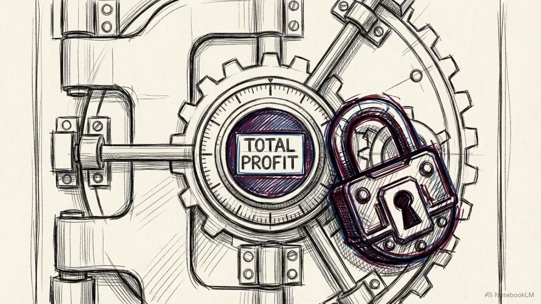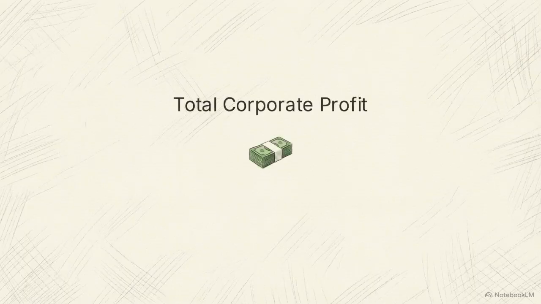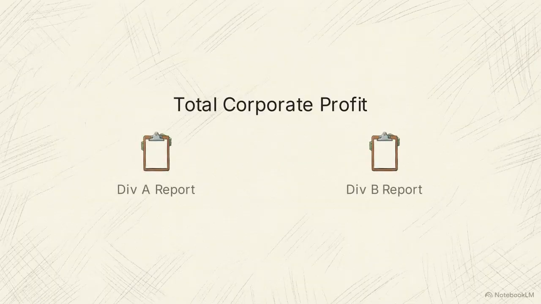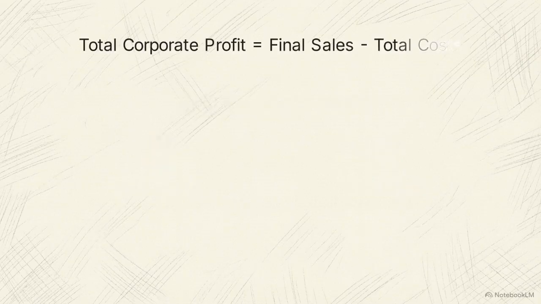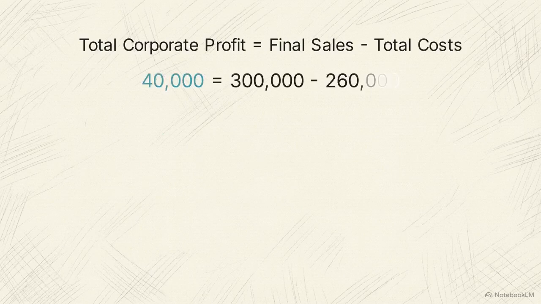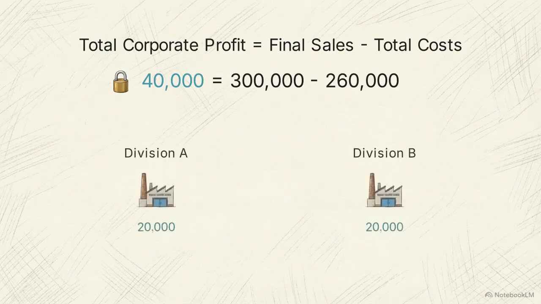The total real-world profit of the entire corporation is strictly locked based on the final sales volume to external customers. Transfer pricing cannot manifest new revenue out of thin air. Its only function is to dictate how the existing pool of profit is credited to specific divisions on internal performance reports. This diagram illustrates the core equation. Total corporate profit equals final sales minus total costs.